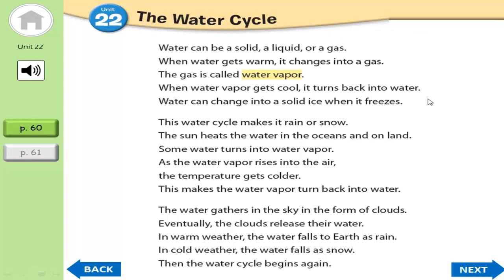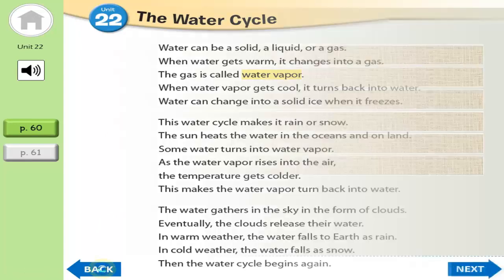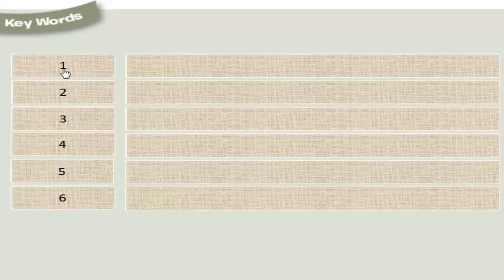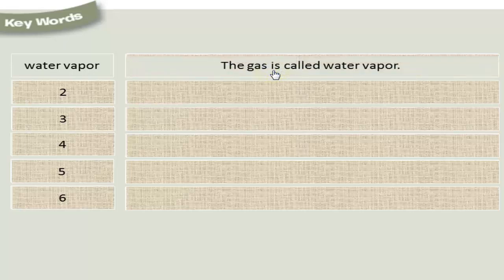The first step is to learn some keywords. So let's go to the keyword page. Okay, the first keyword we learn is water vapor. And this is an example: the gas is called water vapor. So water vapor is a type of gas.